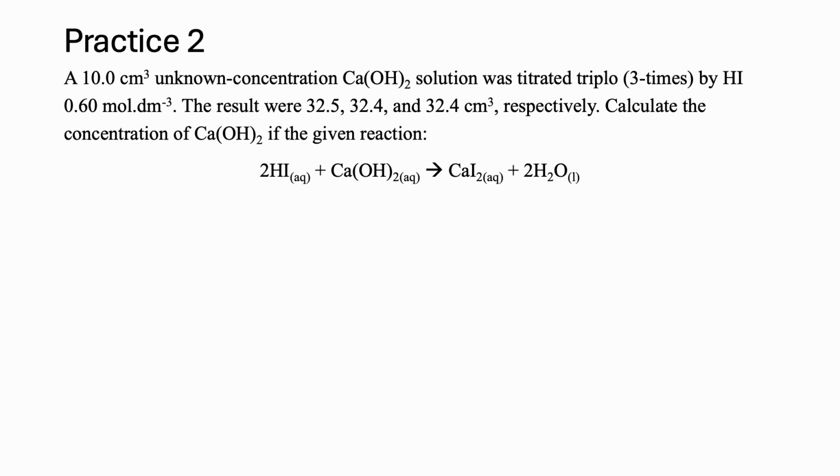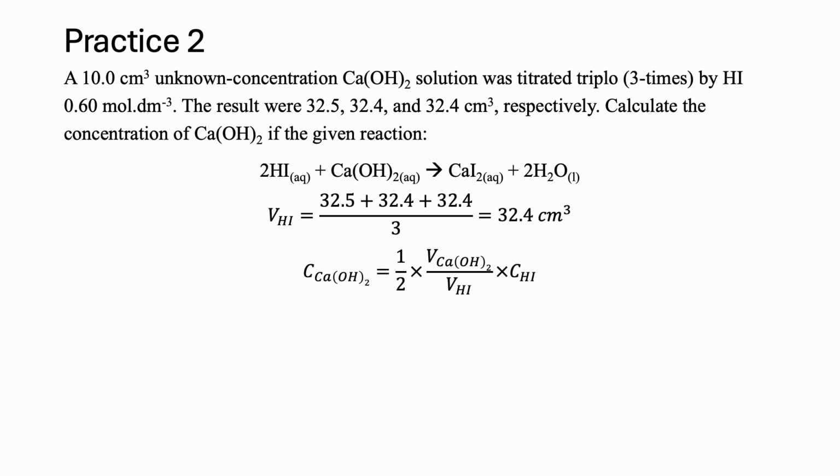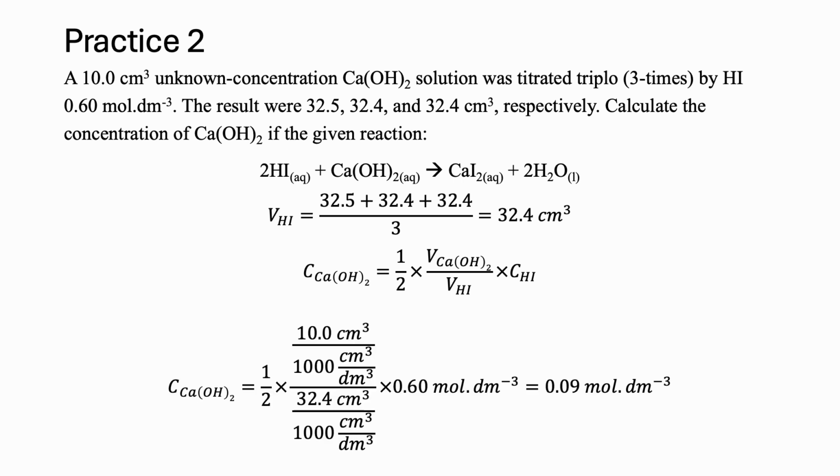CaI2 + 2H2O. Then the volume can be averaged to get 32.4 cm³, and then the concentration of Ca(OH)2 can be calculated this way with the ratio 1 to 2, and at the end we get 0.09 mol/dm³ for the concentration of Ca(OH)2.